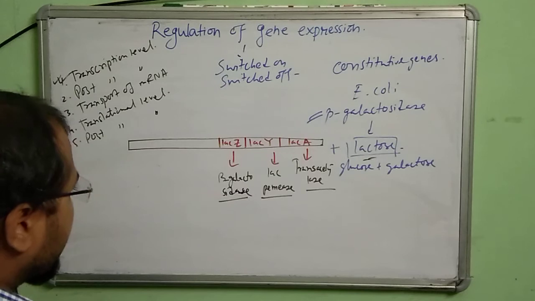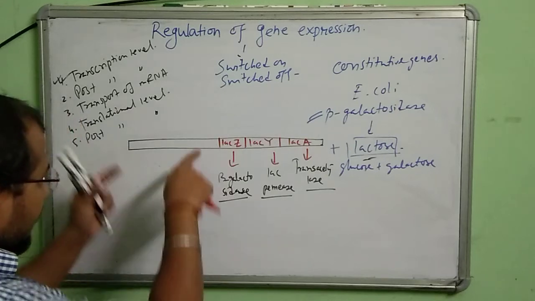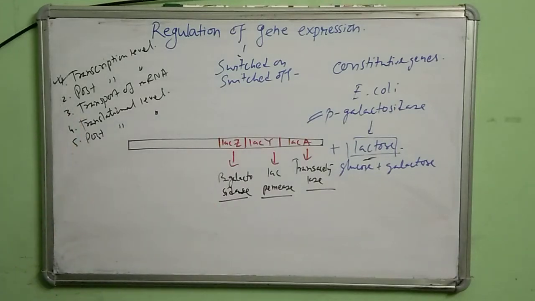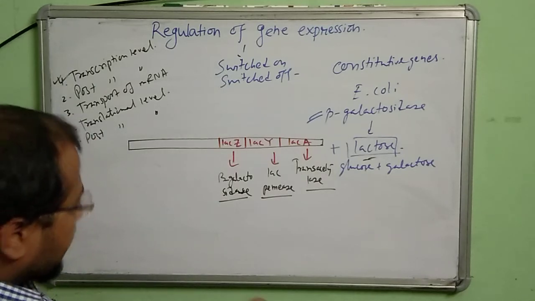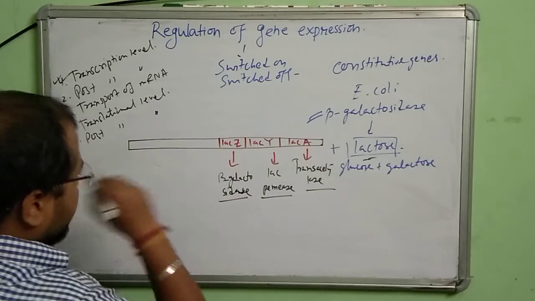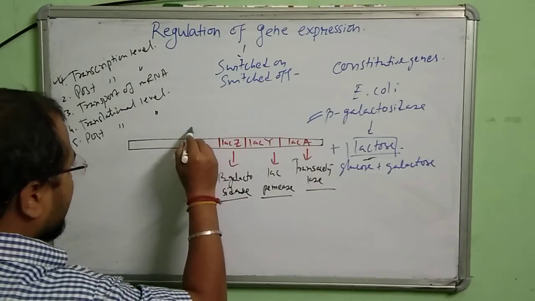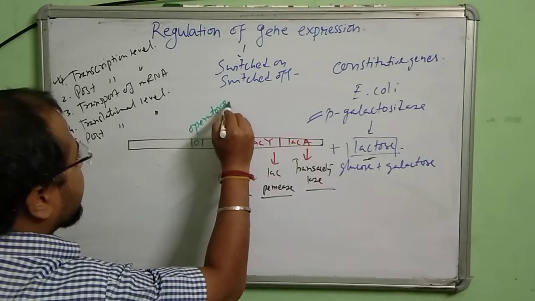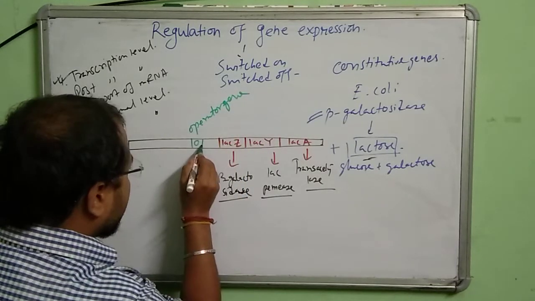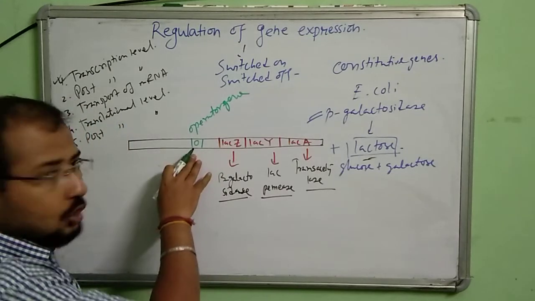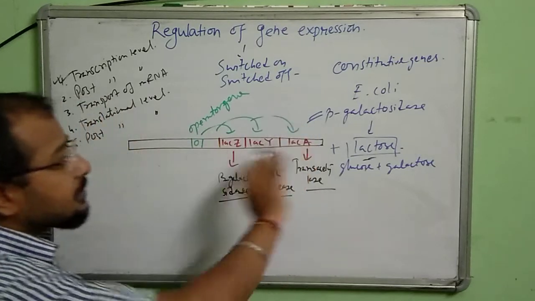Now apart from this set of genes, we see another set of genes in the sequence of DNA. What are those? Here this set of genes I am indicating with the green one. First of all, here we see there is an operator gene. The operator gene controls or regulates the functioning of these genes.